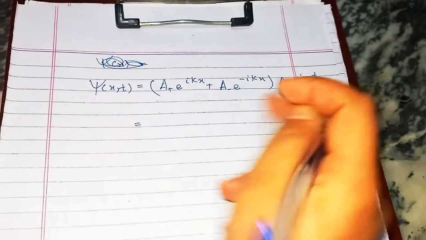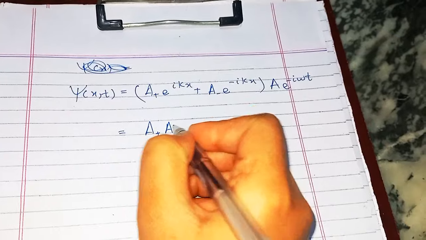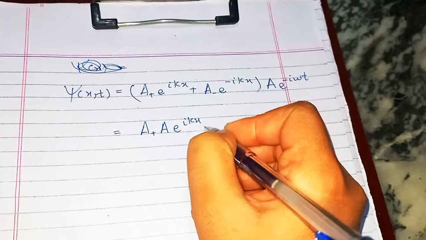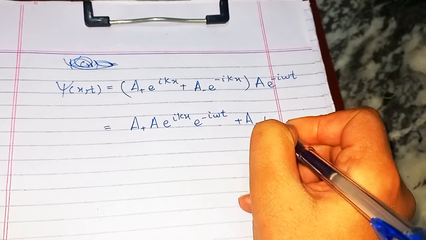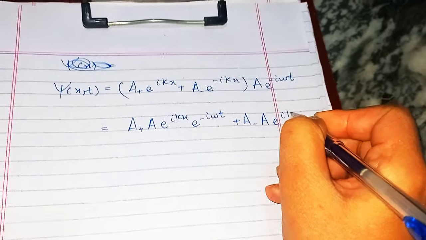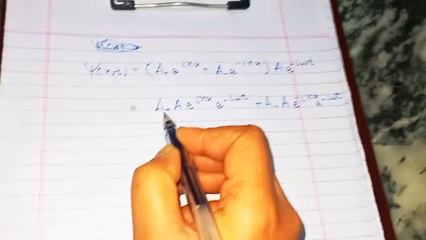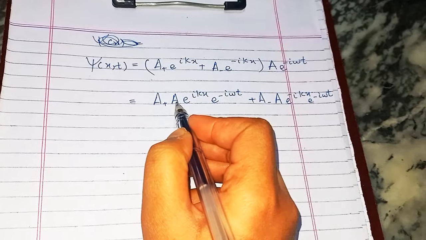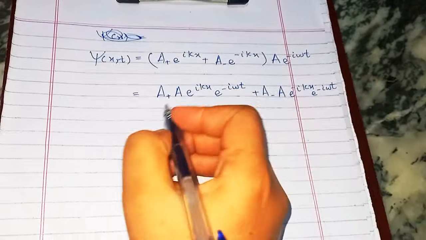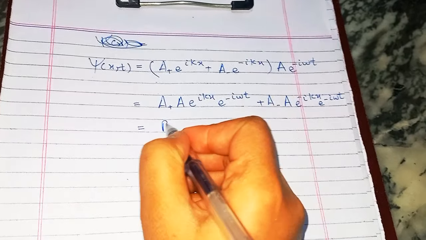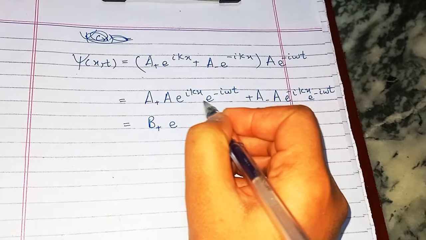All right, so let's multiply it with these values. It's A plus A e to the power iota kx e to the power minus iota omega t plus A minus A e to the power minus iota kx e to the power minus iota omega t. Here we can see A plus is a constant, A is a constant, it results into another constant. A minus and A results into another constant. We can call them B plus e to the power. Now the bases are same.